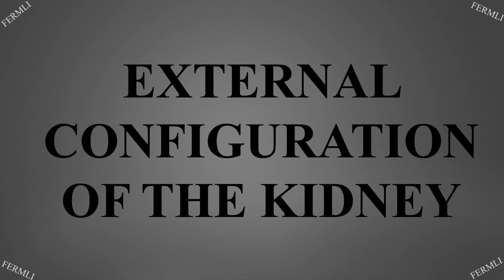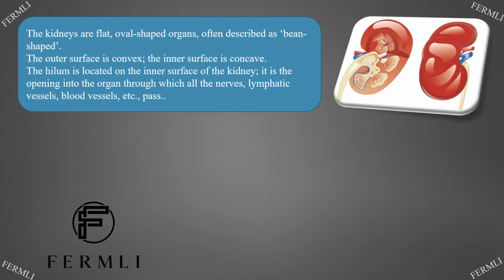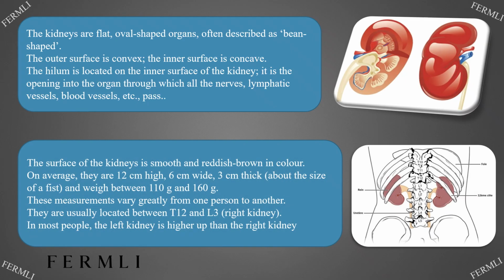External configuration of the kidney. The kidneys are flat, oval-shaped organs, often described as bean-shaped. The outer surface is convex, the inner surface is concave. The hilum is located on the inner surface of the kidney. It is the opening into the organ through which all the nerves, lymphatic vessels, blood vessels, etc. pass.